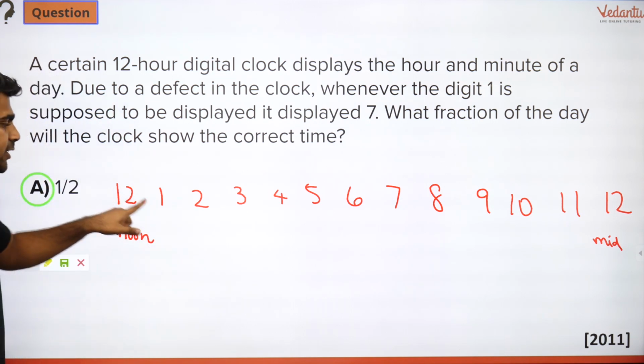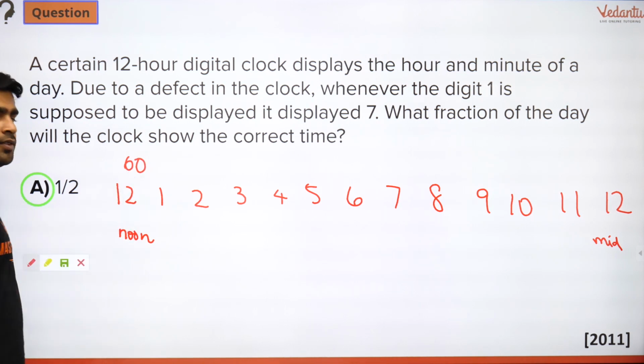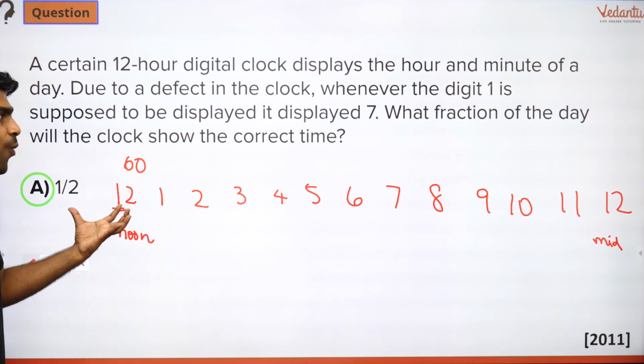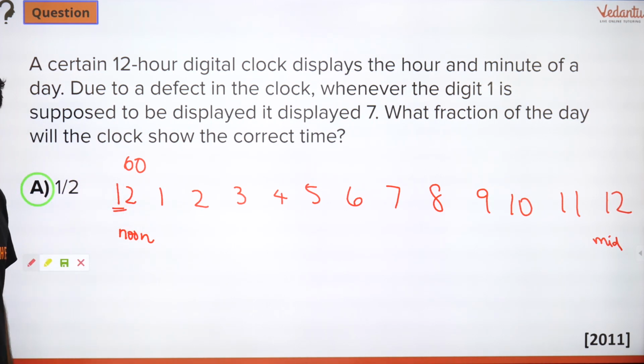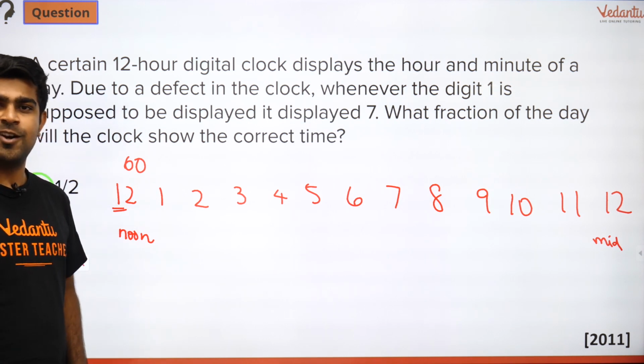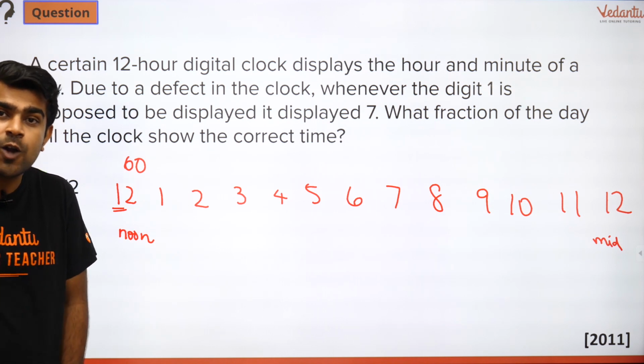Now, between 12 to 1, all the 60 minutes will be wrong. Why will all the 60 minutes be wrong? Because guys, look at this. 12 has a 1, right? So that 1 will be displayed as 7. So actually it's supposed to be 12 o'clock, but it shows 72 o'clock or 72 hours. What does 72 hours mean? That doesn't even make sense. So obviously it's wrong time.